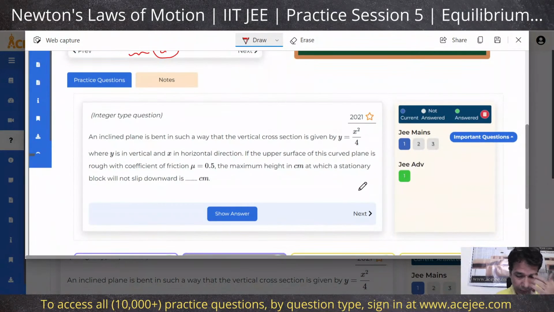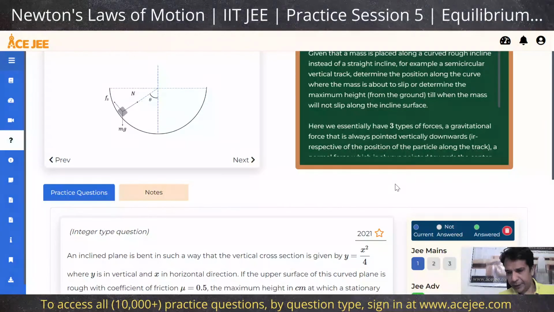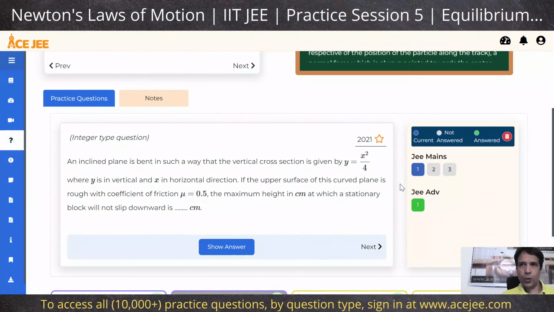I think we are clear on how to approach these. So let's go ahead with one sample question. The first one is a 2021 question. So please go ahead and have some fun with this question.